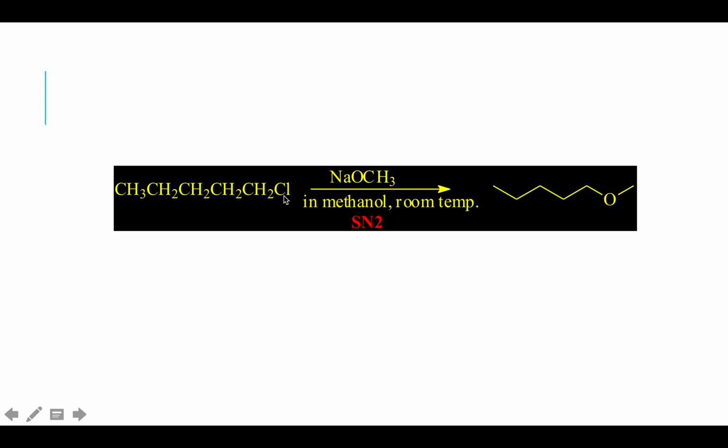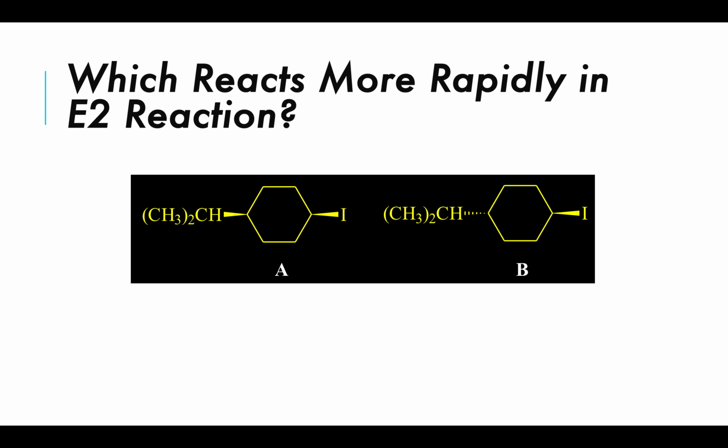So the Cl gets replaced with an OCH3. So you form an ether. Important word here though is that it's room temp. If this were a hot reaction, might have favored some E2 to happen as well. And this is the last, I think.